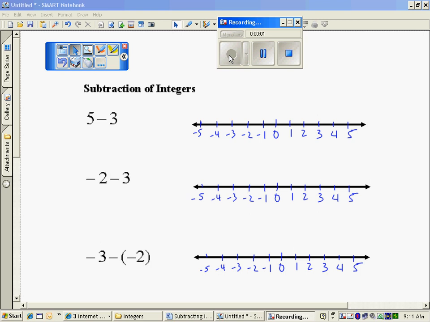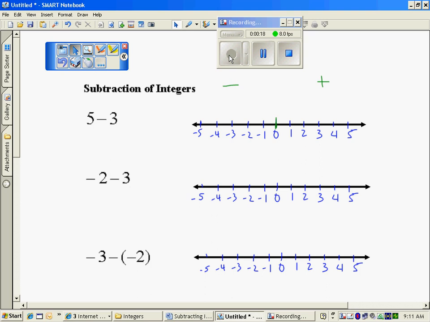If you remember about integers, they are both positive and negative values. So on a number line, when we move to the right, that is a positive direction. When we move to the left, it is a negative direction. 0 has no sign at all.